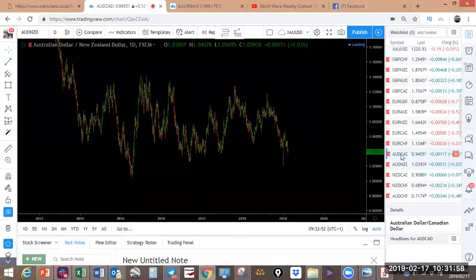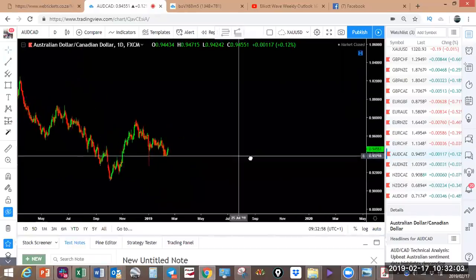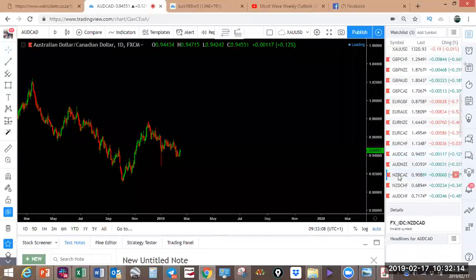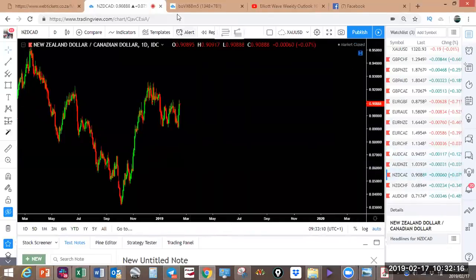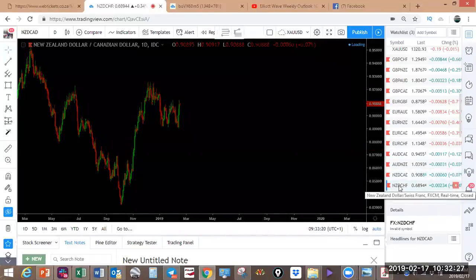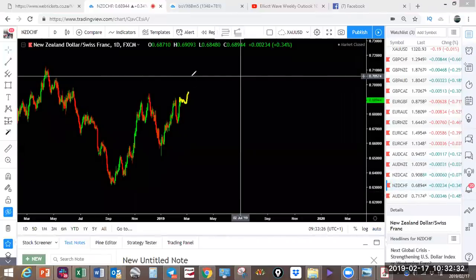AUDCAD. A pulse, 1, 2, 3. Small setup there for at least a move to that level. NZDCAD. Corrective structure. Possibility for this to do that and that. NZDCHF. Continuation. You need to get a corrective structure like that. That will be a 1, 2, 3.